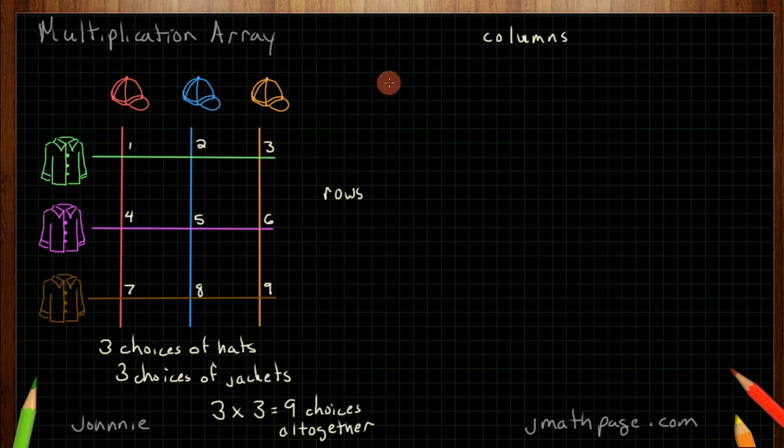Let's see, let's start off with 1, 2, 3, 4, 5 rows. We're going to have 5 rows going across. Okay? Now we're going to have columns. And in our columns, we're going to number these as well.